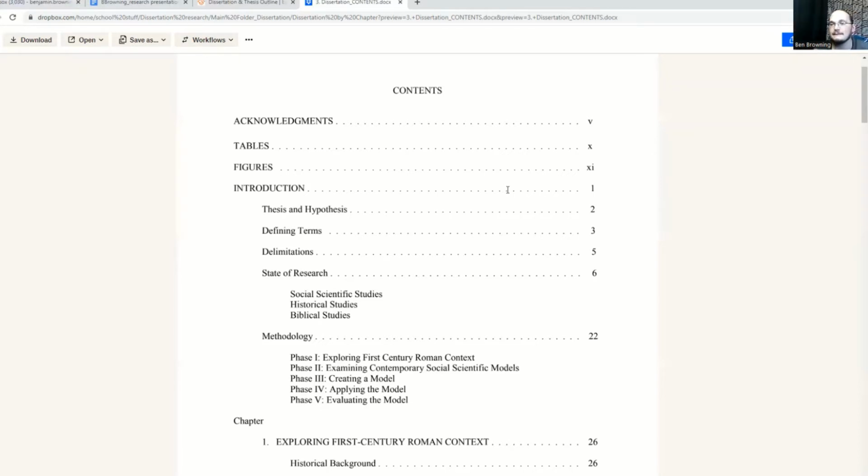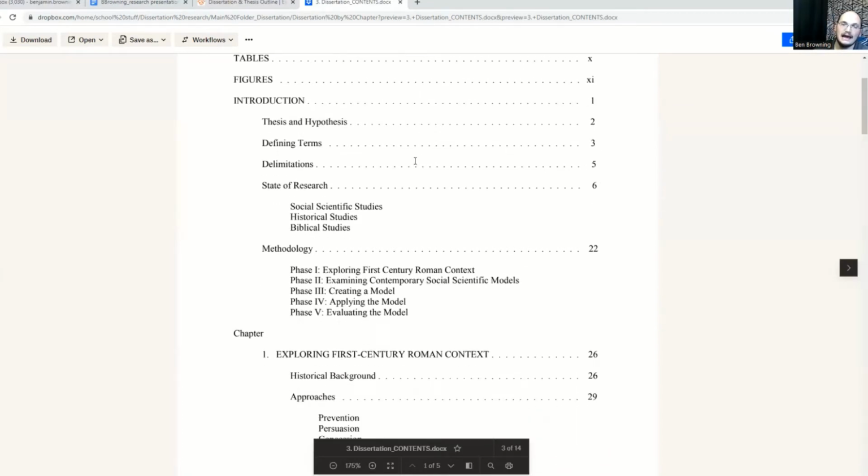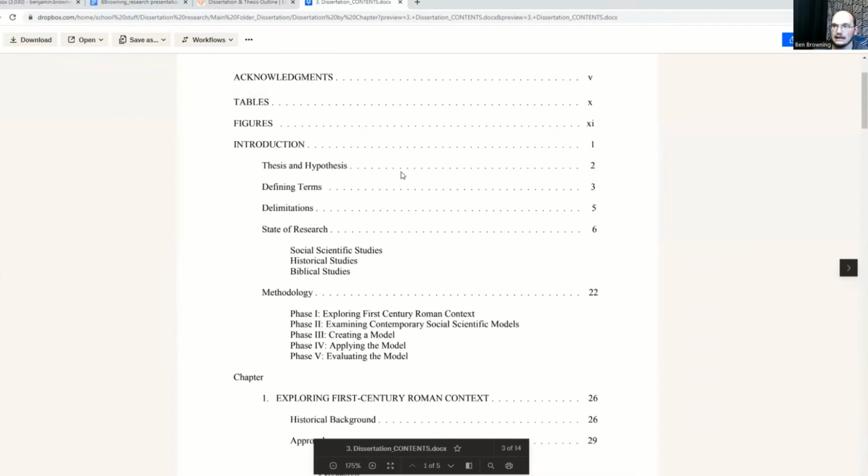So here's an example of my dissertation. Now, I want you to notice how mine is set up. This is my table of contents.